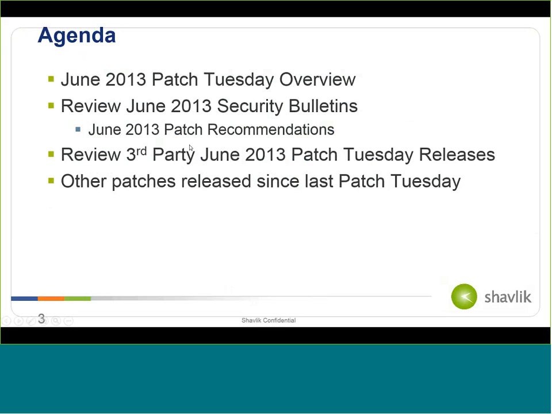June 2013, Patch Tuesday. We're going to do a quick overview of the Microsoft patches that released. We're going to review the 2013 security bulletins and some general recommendations around those. We're also going to review third-party updates that came out on this Patch Tuesday. And then we'll also go back and recap just a high-level summary of everything that released since last Patch Tuesday. I always like to do that just to give everybody a general idea of the variety and depth of the product coverage and what has come out in between there in case you've missed anything in the past several weeks.